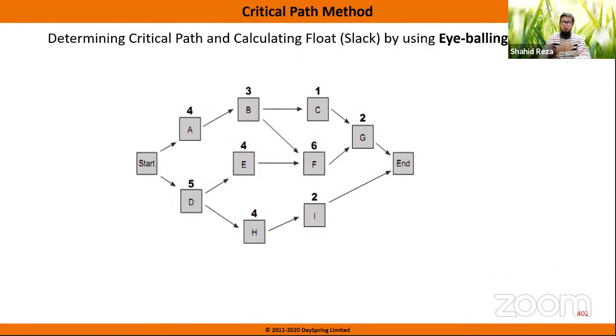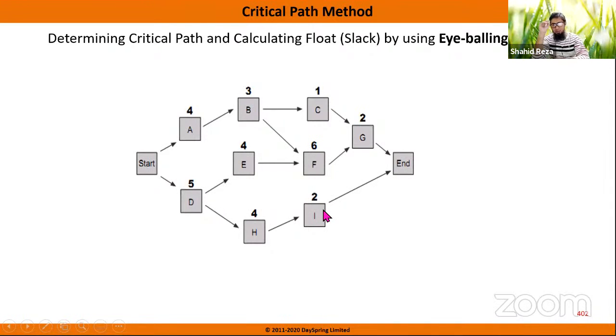So say we have drawn a network diagram using the PDM method, and we have got this diagram. Now we have to find out the critical path of this network diagram. All right. So how do we calculate the critical path of a network diagram?